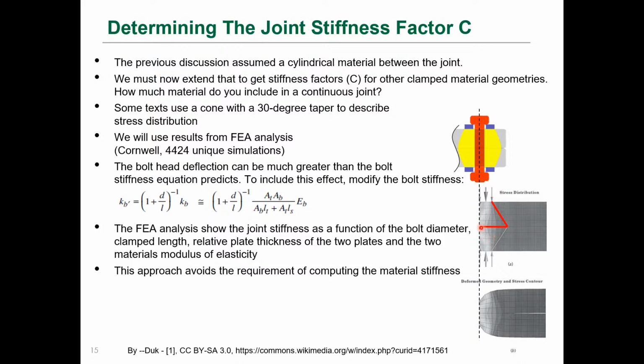Okay, now in other textbooks in machine design, they go into the details of this stress distribution triangle. Okay, but in this book, based upon Cornwell's approach, and he did 4,424 unique simulations using FEA analysis, he came up with a different approach that is described in the book that we're using for this class. So this is the more classical approach, basically to use these geometries underneath the bolt, but in this case we have the data from Cornwell's work. We can use that.